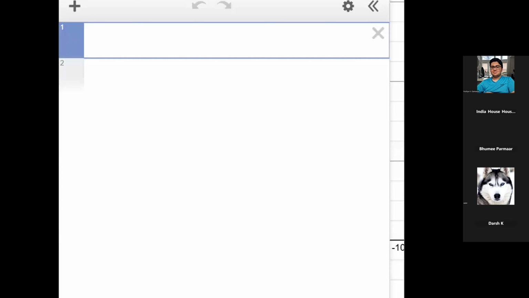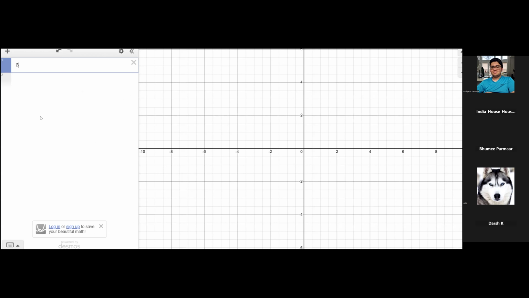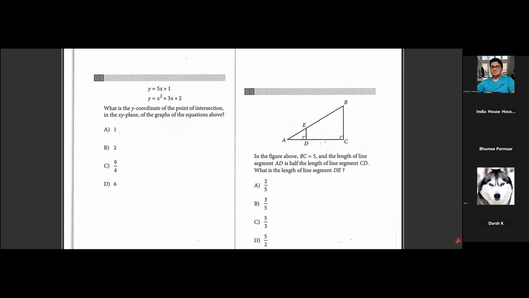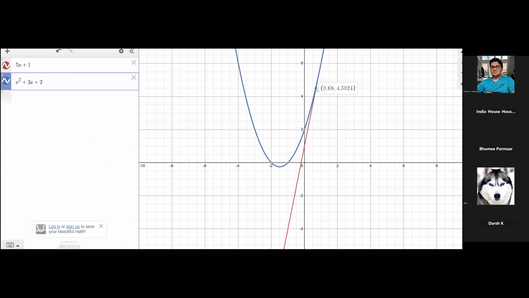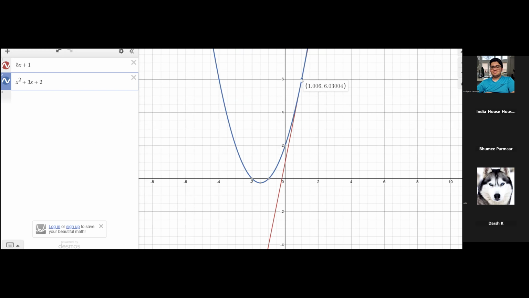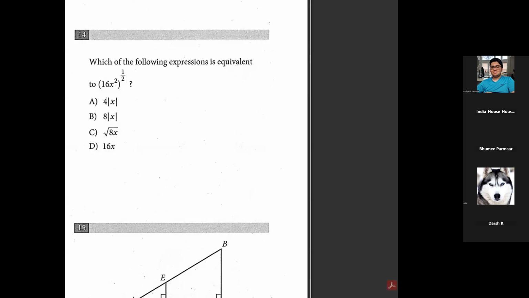All right. 5x plus 1 and x squared plus 3x plus 2. So the point of intersection would be right here at x equals 1, y equals 6. So the correct answer is in choice D. Okay, question 14.